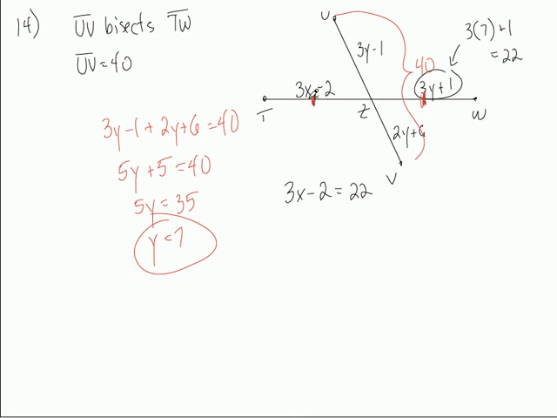You knew it because it was bisected. That means this segment and this segment are equal to each other. We found this segment, which is 22, so that means this equals 22. And now we can solve for x. All right? So add 2 to both sides, you get 24. Divide both sides by 3, you get 8. And there's your answer.